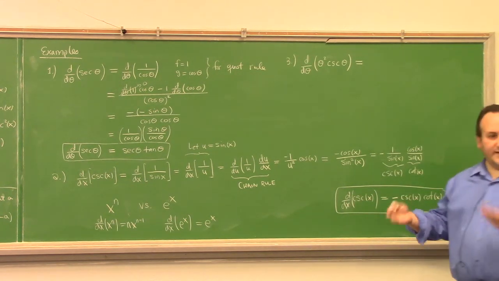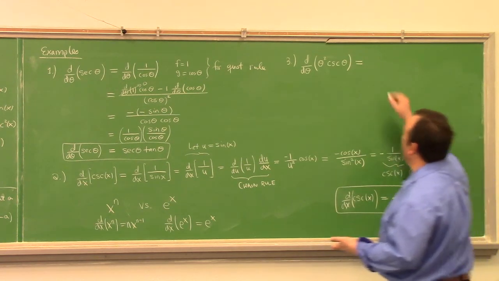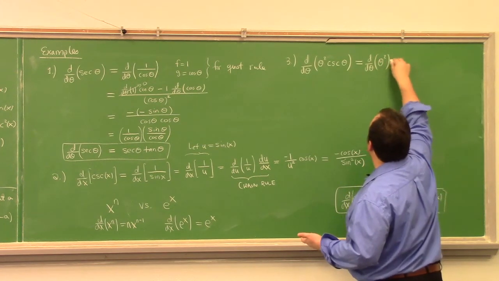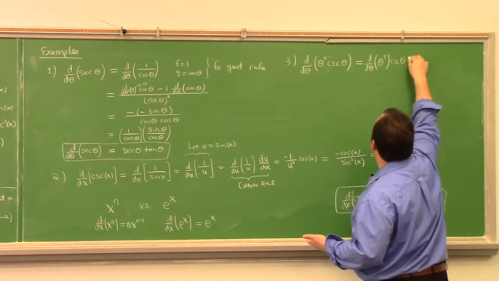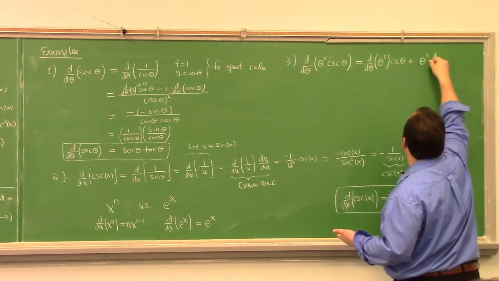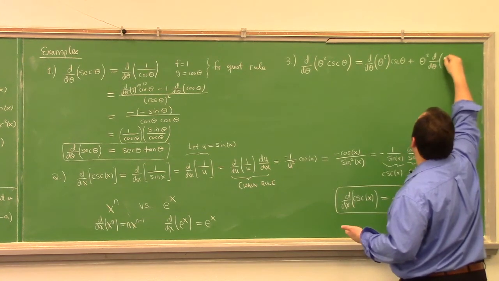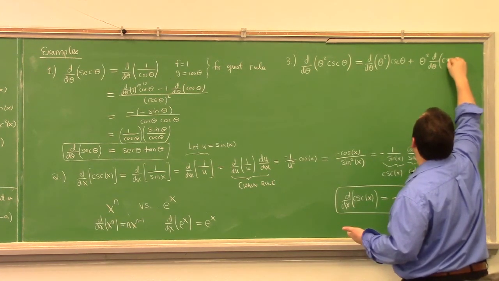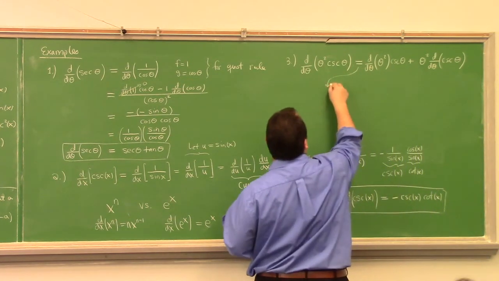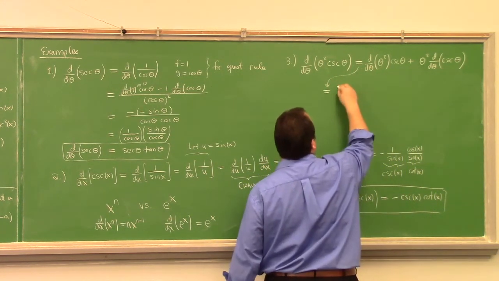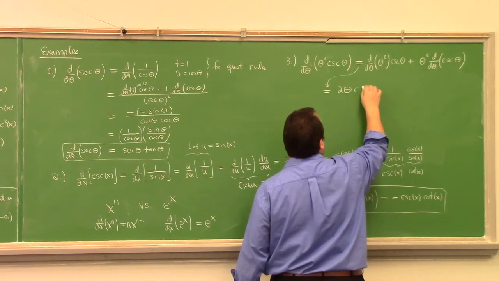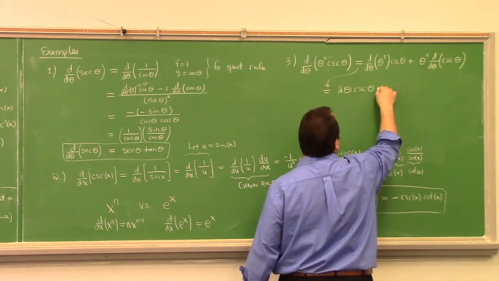This is a product of functions, so we use the product rule. So we have the derivative with respect to theta of theta squared times cosecant theta, plus theta squared times the derivative with respect to theta of cosecant theta. What's the derivative of theta squared? It's 2 theta by the power rule. So we have 2 theta cosecant theta plus theta squared.